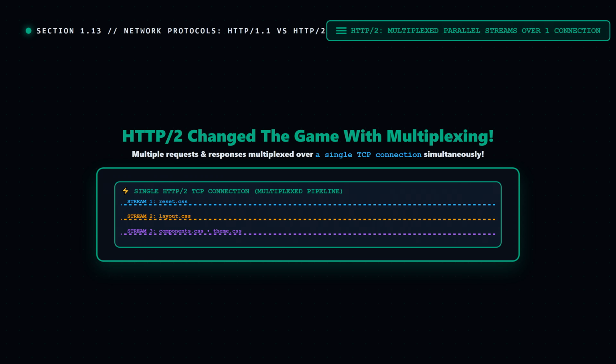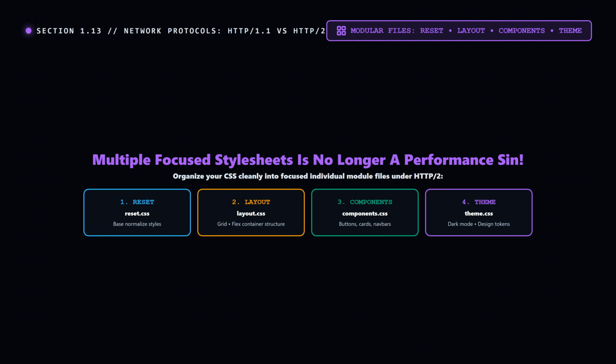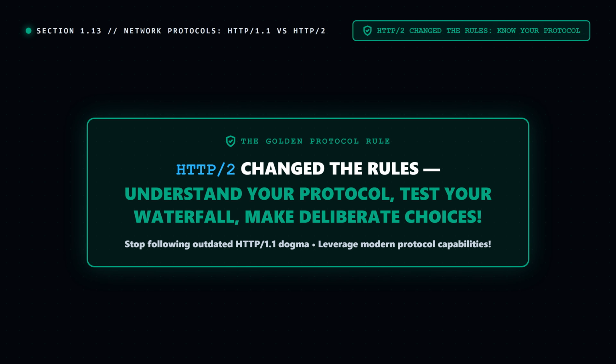It allows multiple requests and responses to be multiplexed over a single connection, meaning the browser can fetch several CSS files in parallel without the old overhead. So, under HTTP/2, having multiple smaller, focused style sheets is no longer a performance sin. You can separate your reset, layout, components, and theme into individual files, and the browser will load them efficiently. That said, bundling is still valuable if you have many tiny files, because each request still has some overhead. The key is to understand your protocol, test your waterfall, and make deliberate choices, not follow outdated dogma.